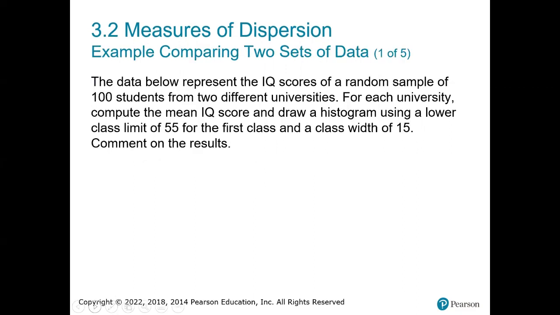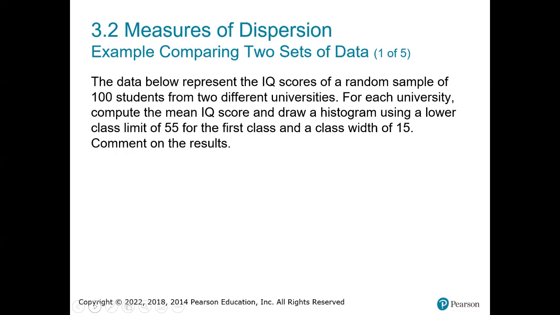The first thing we are going to look at here is two different data sets, because these values help us compare two data sets. In these two following slides, we're going to have a list of 100 IQ scores from two different universities. For each university, we will see the mean that is calculated, as well as histograms with a lower class limit of 55 and a class width of 15. And then we're going to discuss what we see.